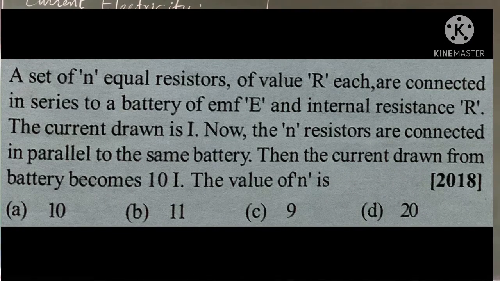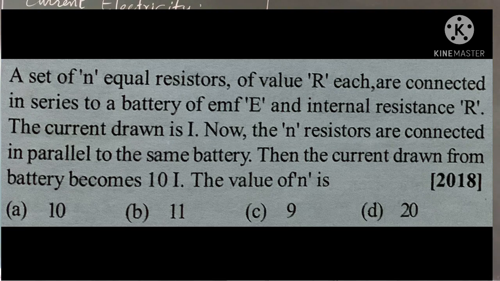Equal resistors of value R each are connected in series to a battery of EMF E, they could have written it as epsilon also, and internal resistance capital R. Now look for those two letters. The external resistance, that is also R, and the internal resistance, that is also equal to R. So internal resistance and external resistances both are equal to R. The current drawn is I. Now the n resistors are connected in parallel to the same battery. Then the current drawn from the battery becomes 10I.